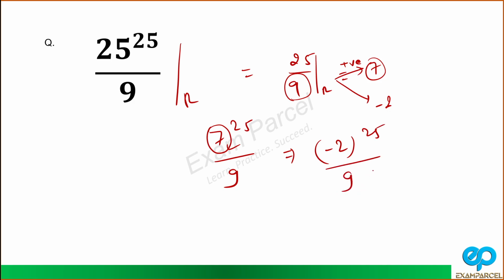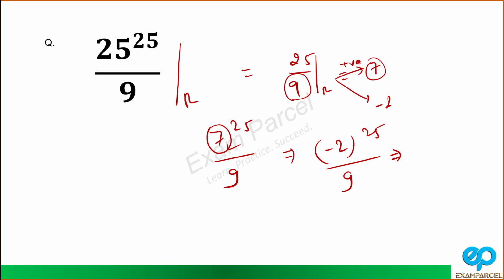I hope this is clear to you. Now this can help us. So (-2)^25 and we have 9. Okay. Now we have to reach to plus or minus 1 somehow. How can we reach to plus or minus 1?